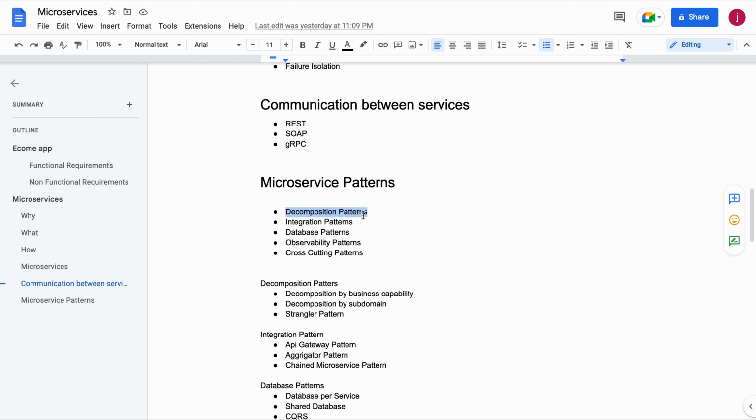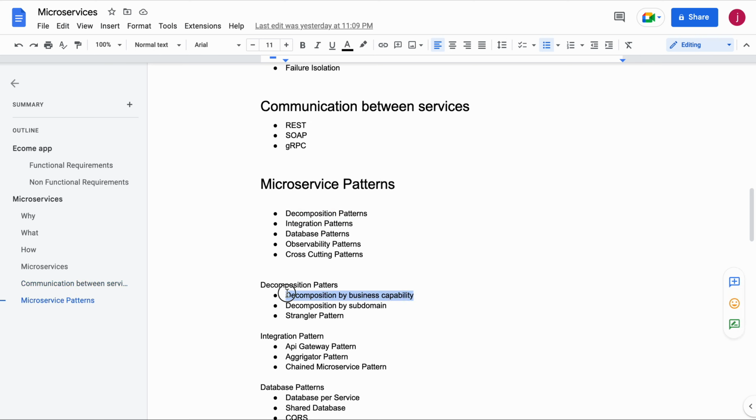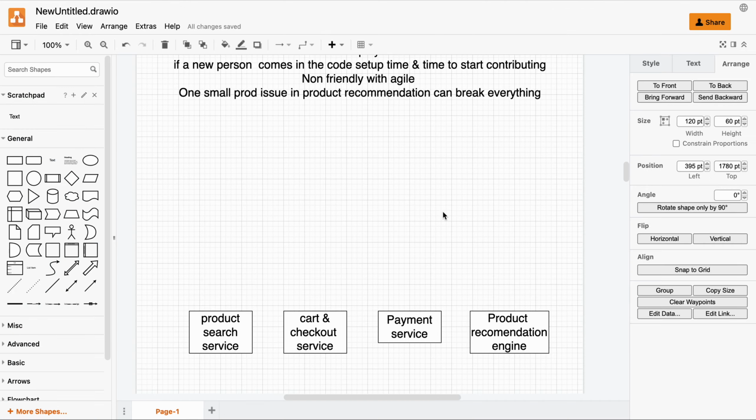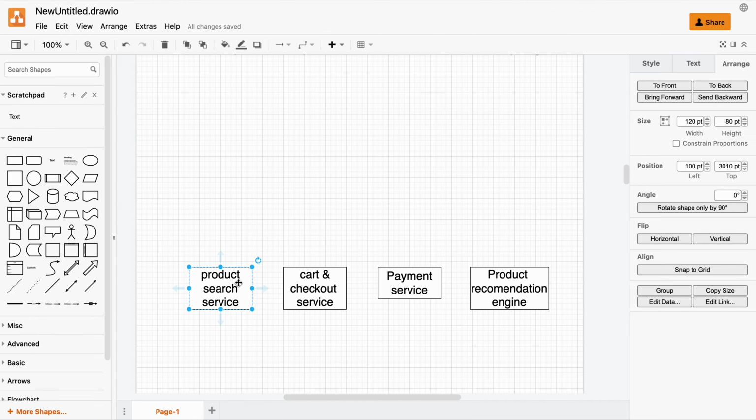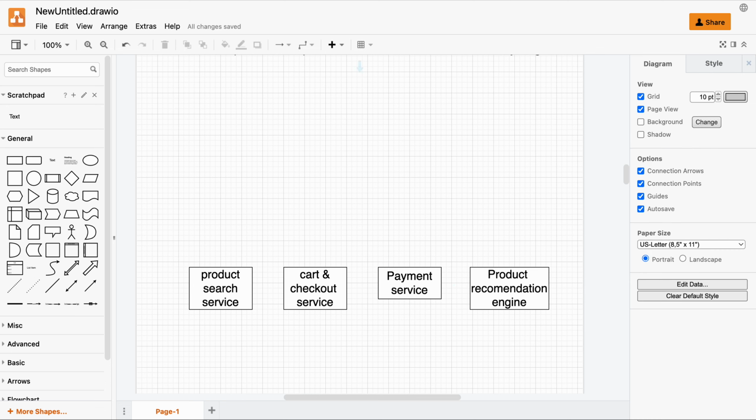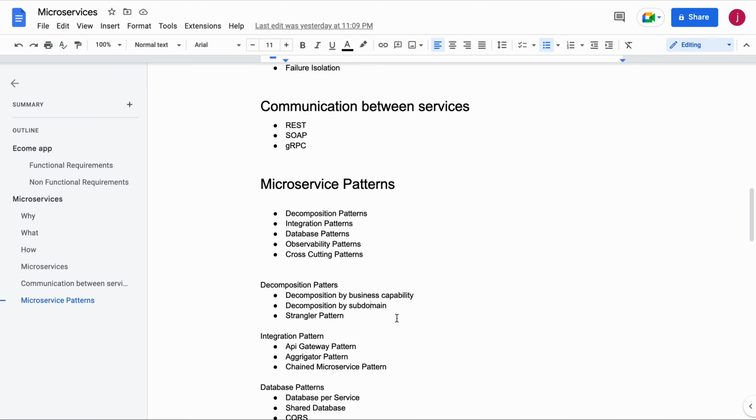So one that I mentioned here is decomposition by business capability. That is depending on your business use case. In this case, our business was an e-commerce platform, so it required multiple services. Because we are working in this domain, we know products can be a service, we can separate out a checkout service, let's say a payment service. It's a cohesive service that we can separate out. So that's based on business capability or subdomain.